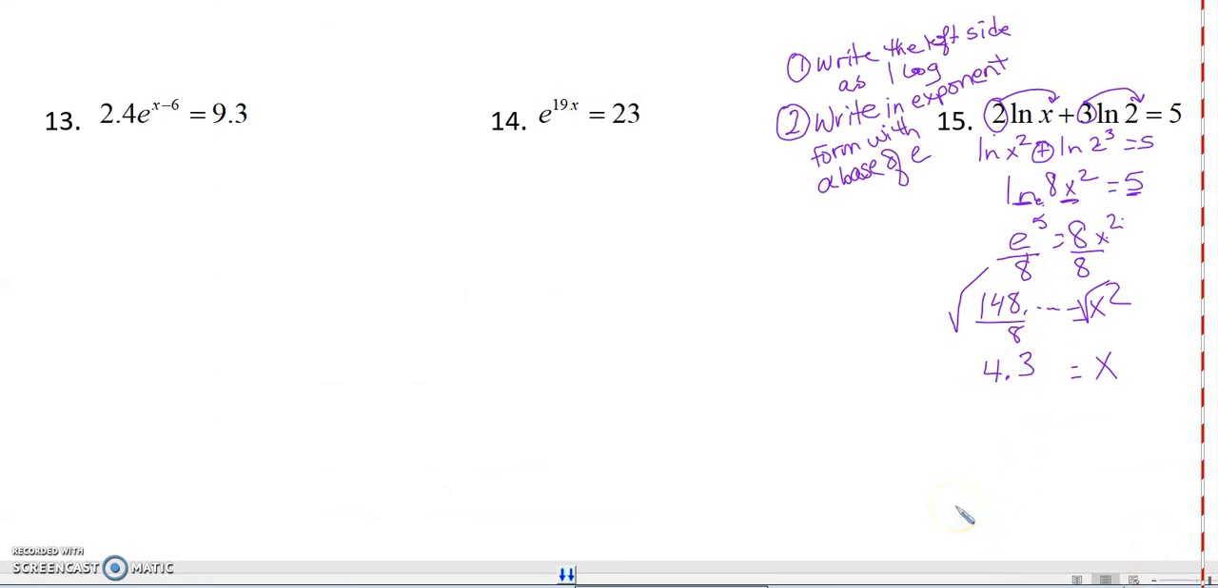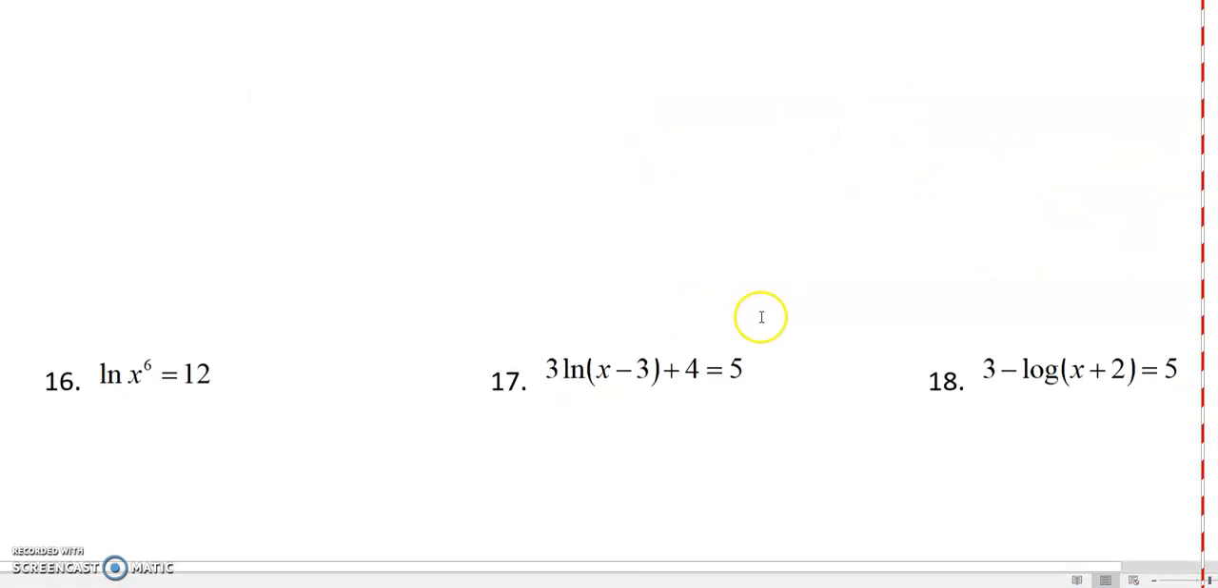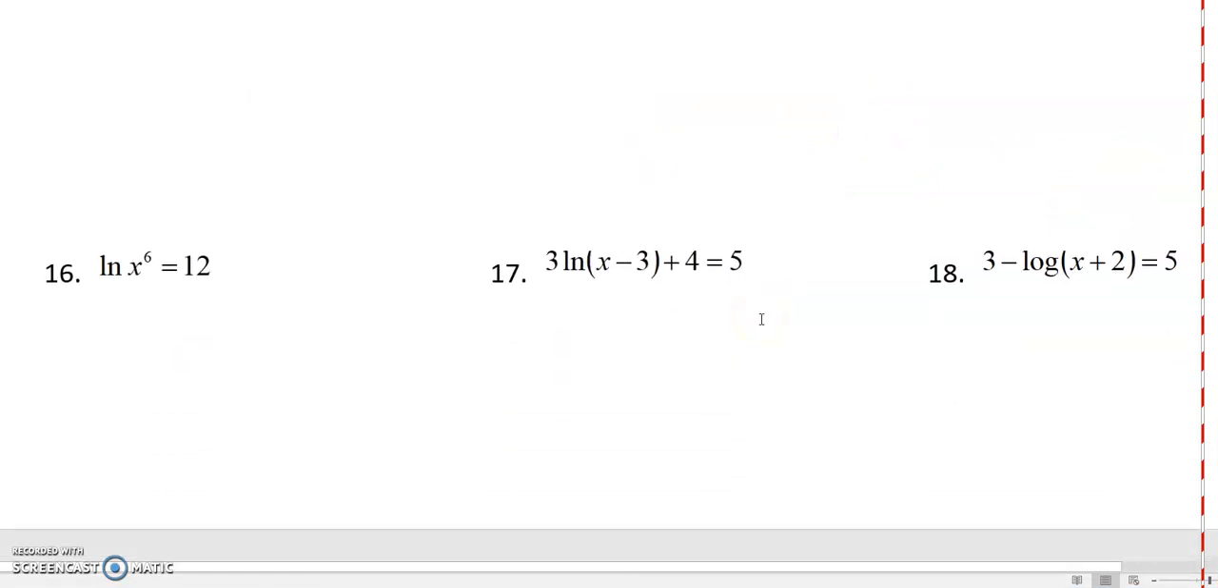Now typically we put the plus minus in for taking the square root of both sides, but in natural logs the negative does not work. Okay, so we just get positive answers. All right, so let's look and see if we got another example. I'd like to do one or two more because they are a little bit more complicated. Okay, so we'll do these two right here.